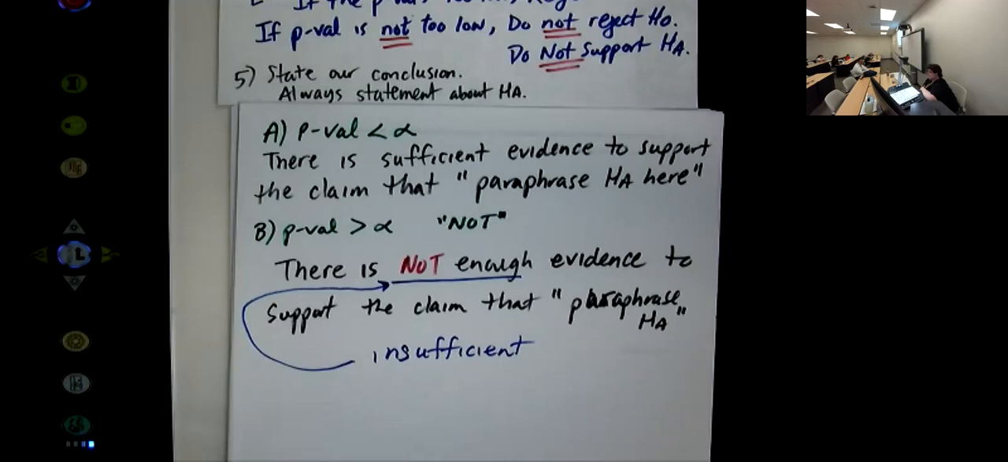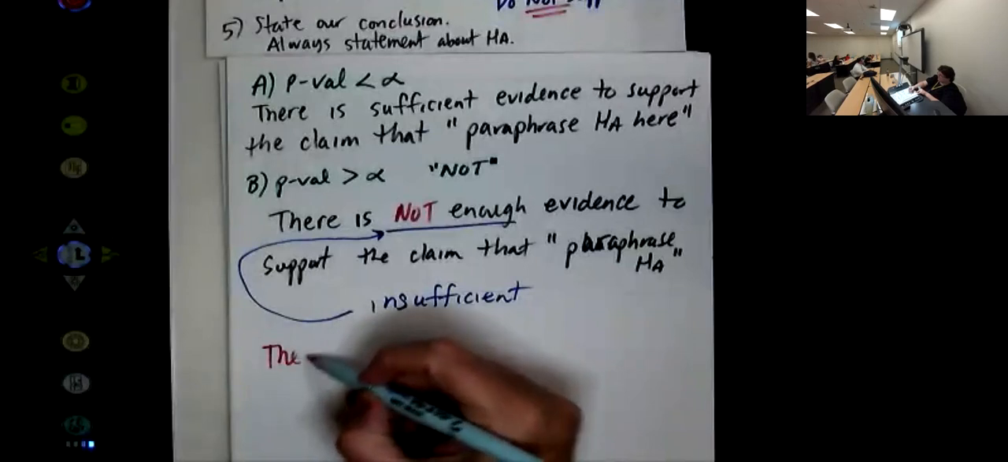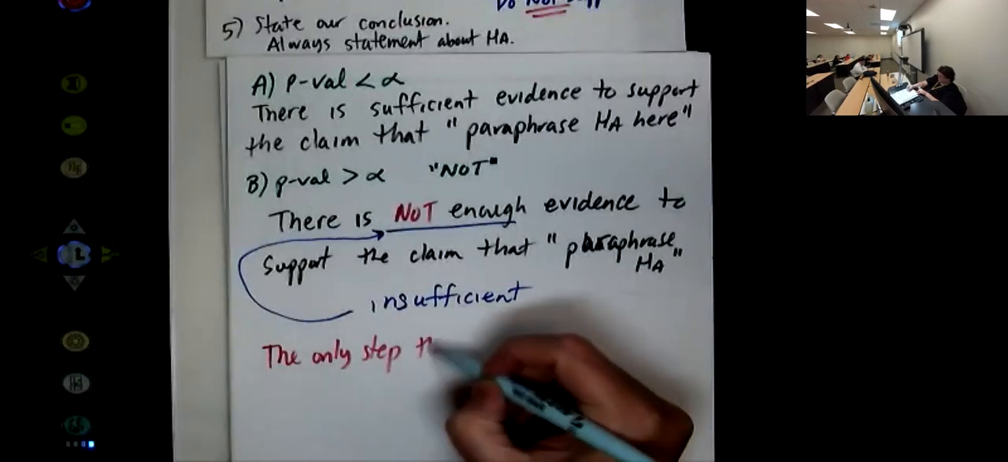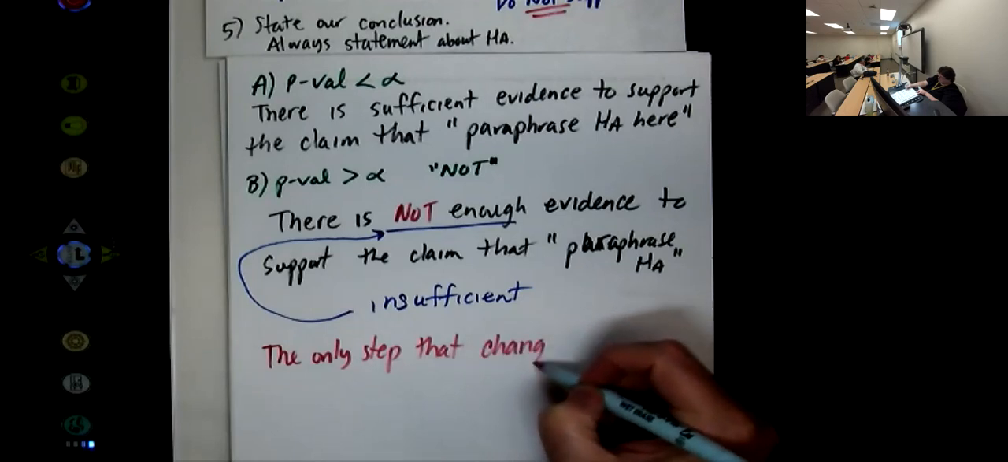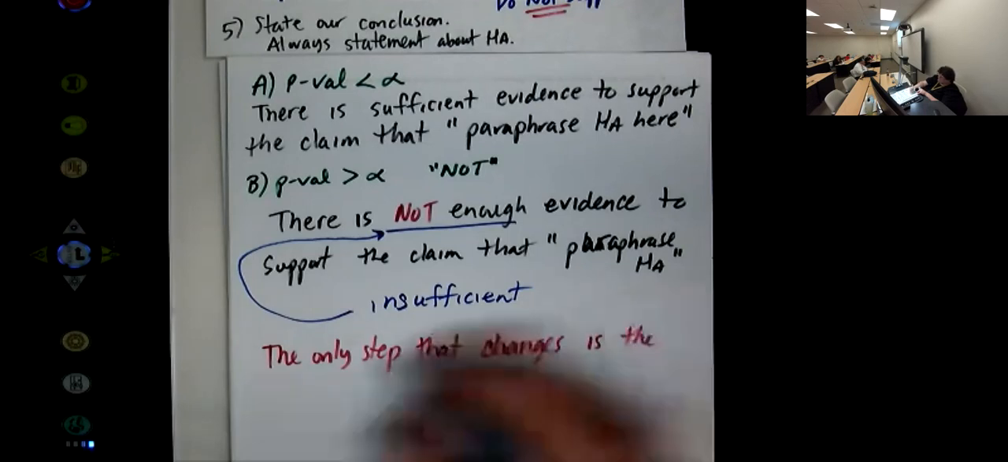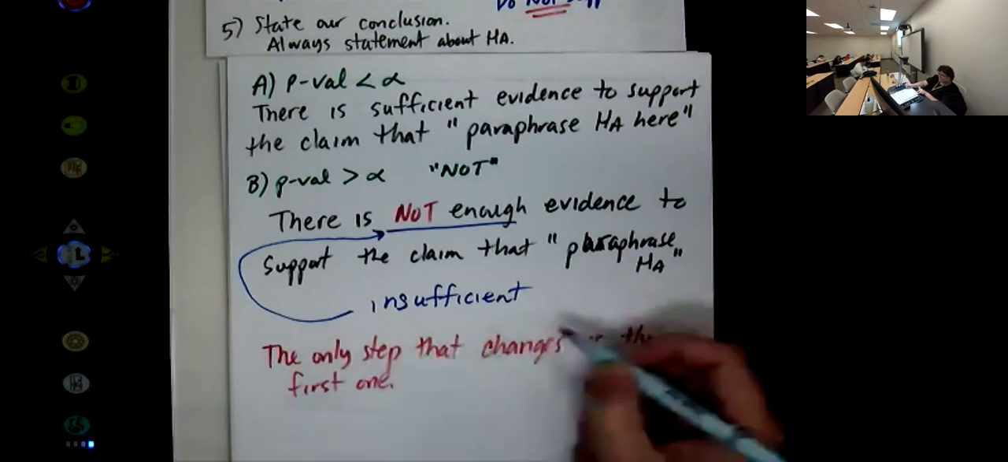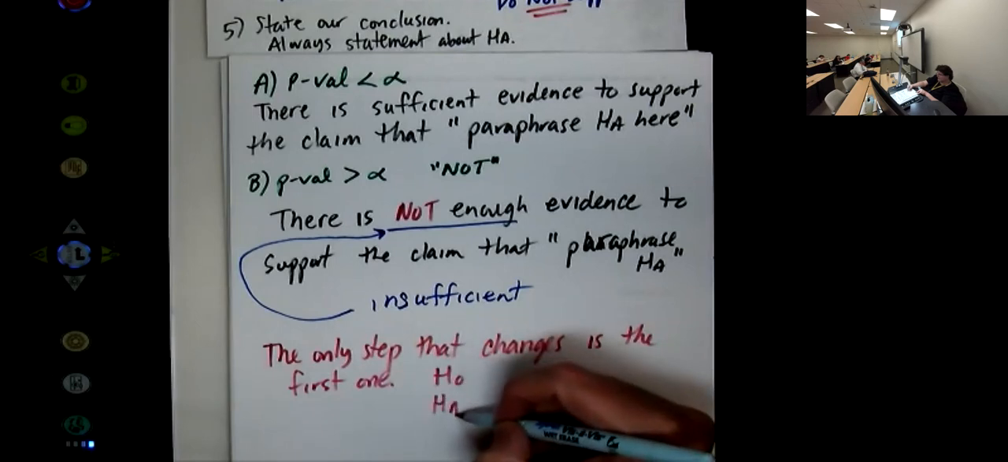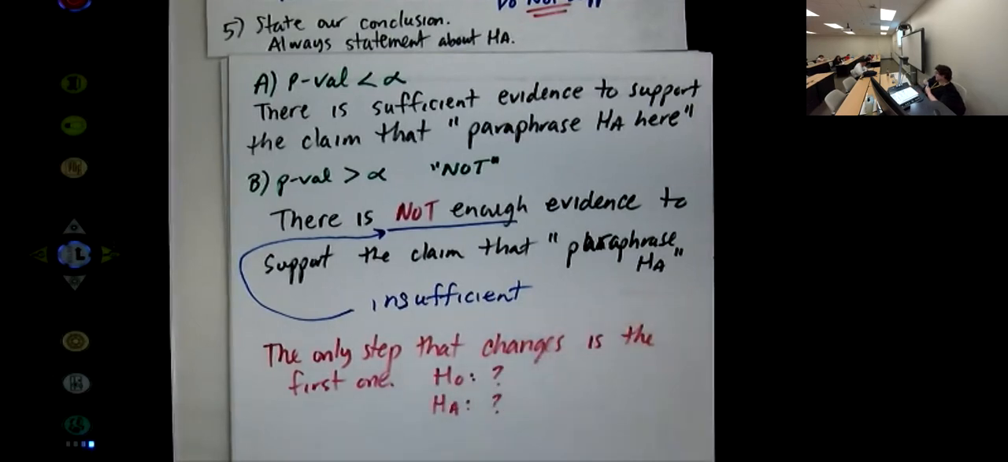We are going to learn 8 different tests, but the only step that changes is the first one. H naught and HA can be drastically different, as we will see. But after that, you need to plug it in StatCrunch, get the results there. You're going to compare the p-value and the alpha. You're going to make this decision, and you're going to make a statement about HA.